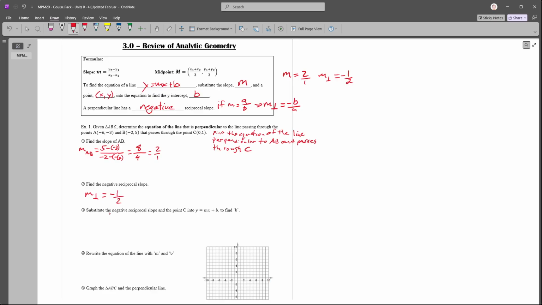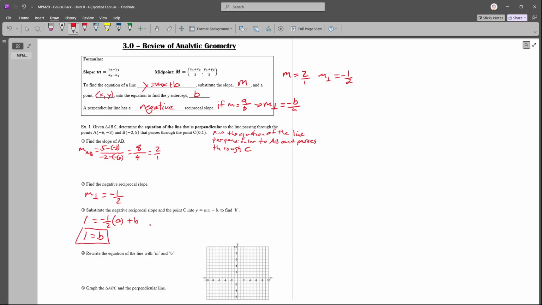Great. Now we're going to substitute the negative reciprocal, our m perpendicular slope, and the point that it lies on the line we're trying to find, which is C, the only other point we know, into our standard line formula, and we're going to calculate for b. So y from C is 1 equals m, which is negative 1 over 2, x, which is also from C, which is 0, plus b. Now 0 times anything gives us 0, so we have 1 is equal to b. Oh, that was nice and straightforward.